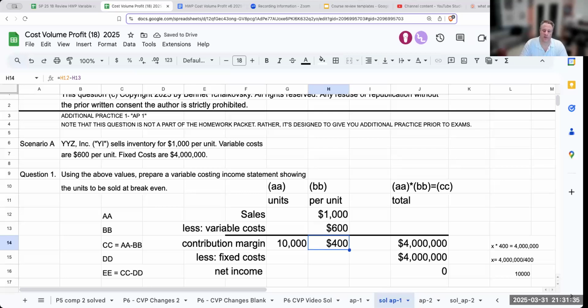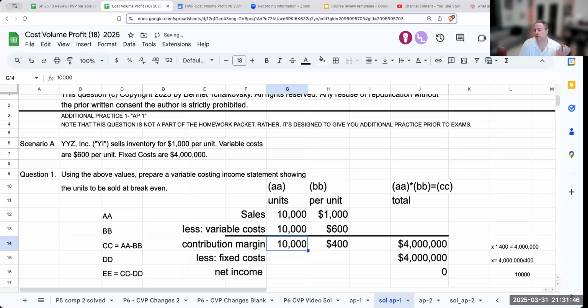Another thing you're going to see over here is that if I had a contribution margin for 10,000 units, that must mean I sold 10,000 units and I must have had variable costs for 10,000 units. So my total sales must have been 10 million. My total variable cost must have been 6 million. So my contribution margin is 4 million. My net income is therefore 0, right?